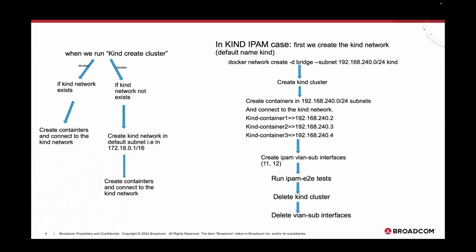When we run this command, kind will use the existing kind network, which is in the 192 range. After that, it will create the containers and attach them to that network, so the nodes will get IPs in the 192 range. Then it will create sub interfaces on the bridge, and run the IPAM test on the kind cluster. After finishing the test, it will delete the cluster and delete the sub interfaces from the bridge.